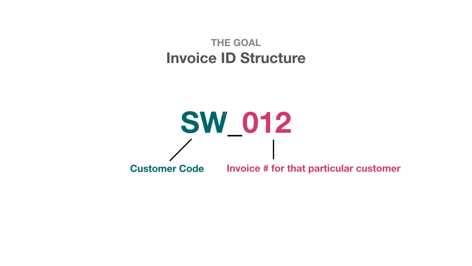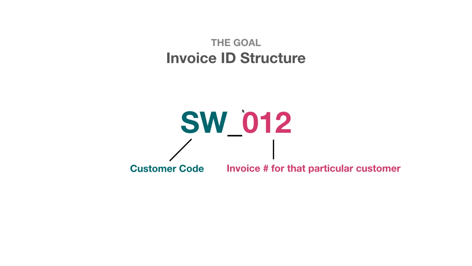Now, you can see that I have this 12 in here, which is a 2-digit value. And I need to add a leading 0 on the left side of it to keep the whole invoice ID structure consistent, with 6 characters. So SW_012. I want to keep the numbering under a 3-digit structure. So that's when the leading 0 comes in.